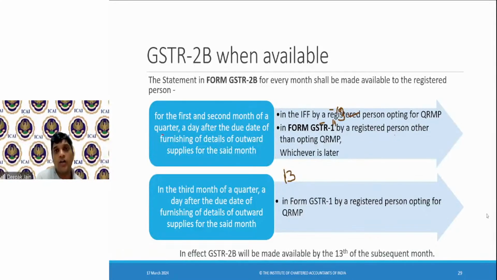Because GSTR-2B is static information, it cannot change. So it will wait for everybody who has to file IFF, anybody who has to file GSTR-1, until everybody's reporting is done. By 13th. So effectively after everybody files on the 13th, or effectively 14th, it will be available to you. Clear?